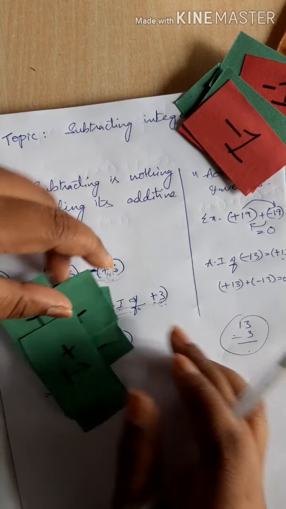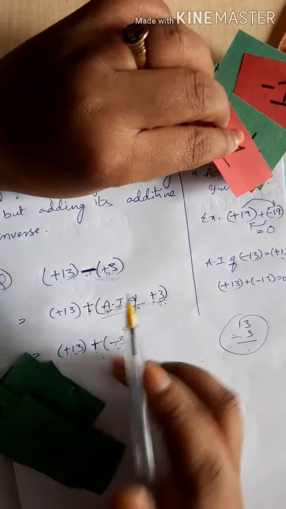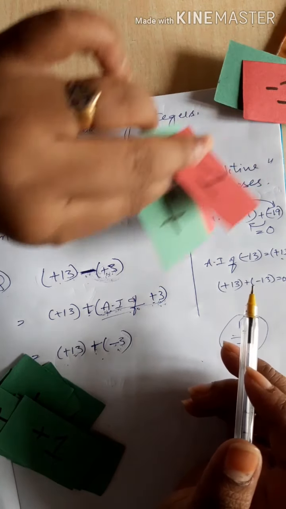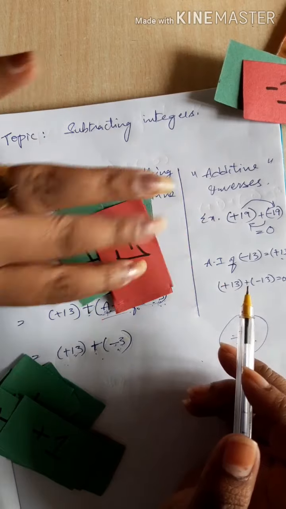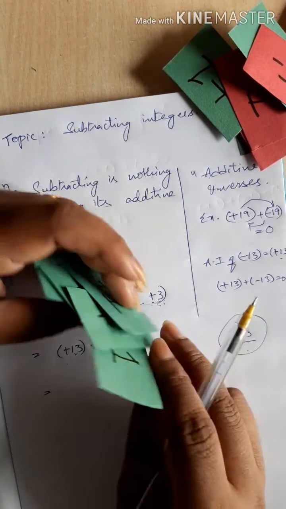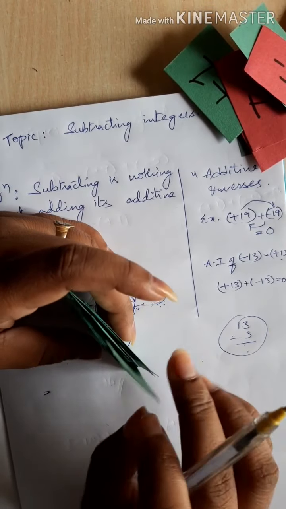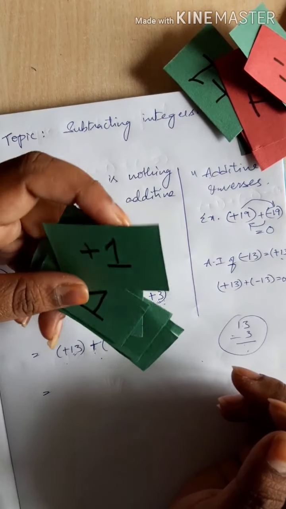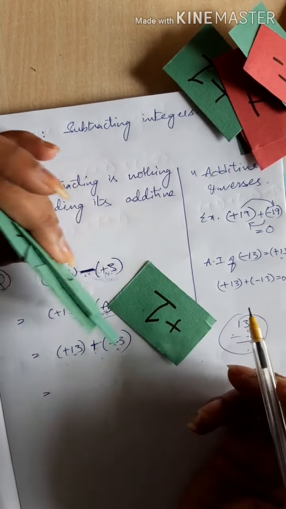Why have you removed 3 cards? Because minus 3 is there. For that, minus 1 plus 1 you are joining and removing. So every time you cannot take cards. Cards help you to understand how to do addition. In the examination hall also you won't take cards. So you need to understand whichever cards are more.